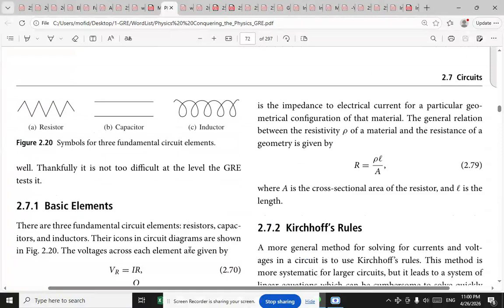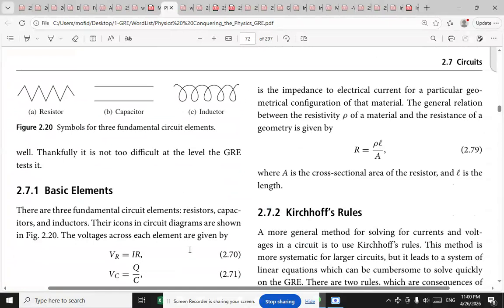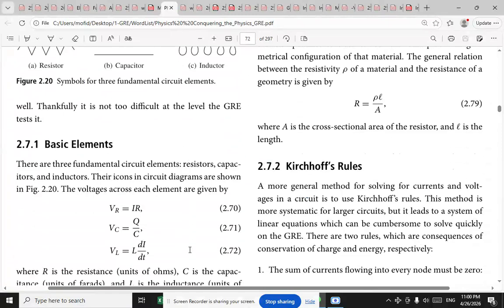Figure 2.20 shows the symbols of the three fundamental circuit elements, R, C, and L. You see that R is the resistor, C the capacitor, and L the inductor. Well, thankfully, it's not too difficult at the level of the GRE test. There are three fundamental circuit elements: resistors, capacitors, and inductors.